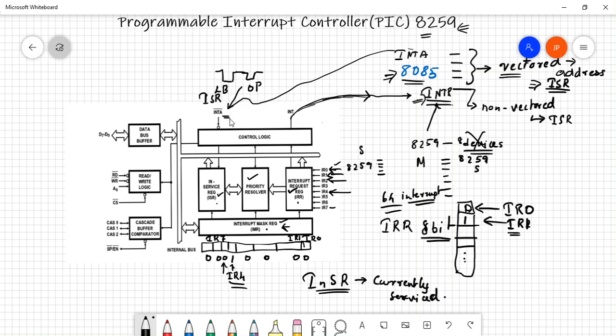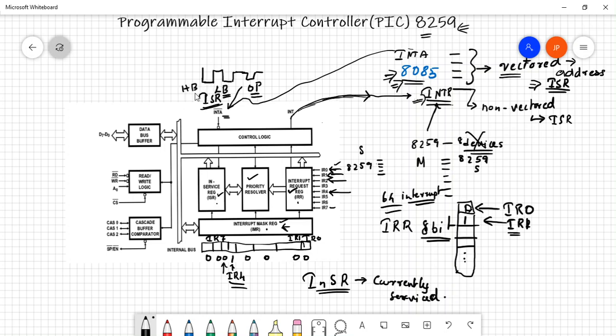So this ISR has to be initialized first. It is the duty of the programmer to initialize the interrupt service routine of the devices that you are connecting to the 8259 at the first stage. Once you have initialized the address of the ISR, this address will be transferred to 8085 when required. Once it gives the first acknowledge signal, it gives the opcode. When it gives the second acknowledgement signal, it gives the lower byte of the address. Then it gives a third acknowledgement signal where it gives the higher byte of the address.